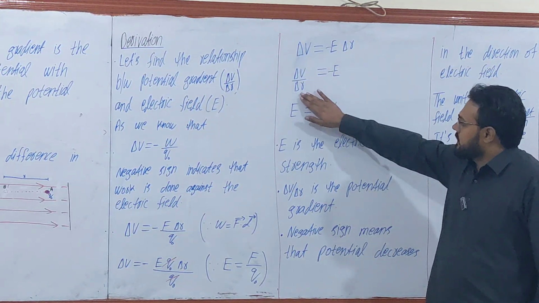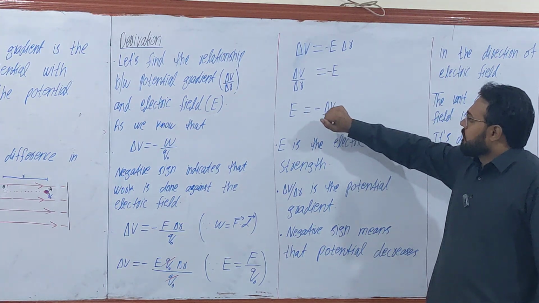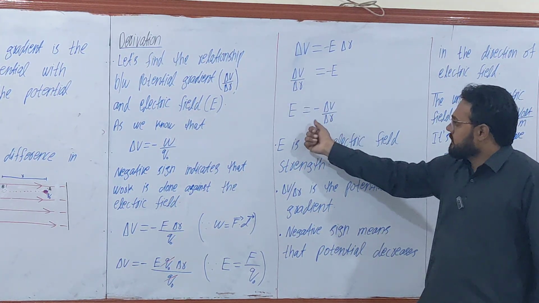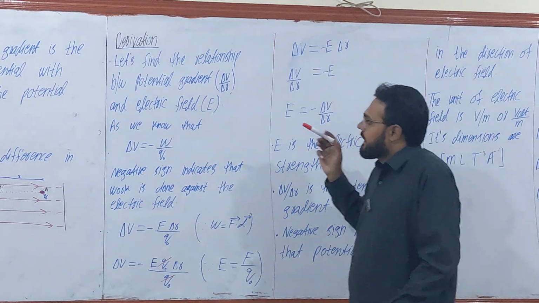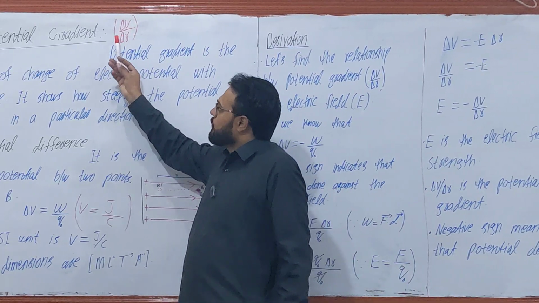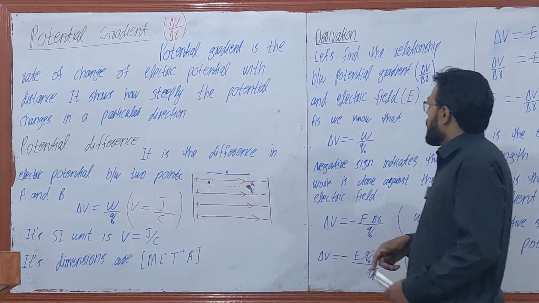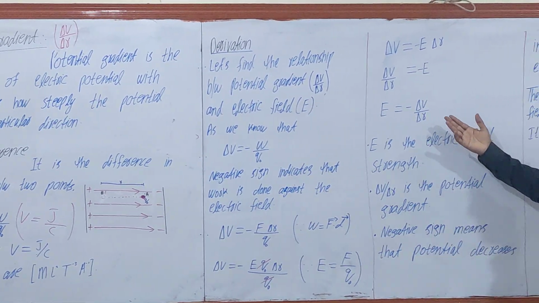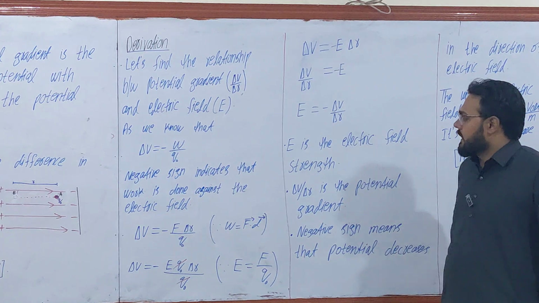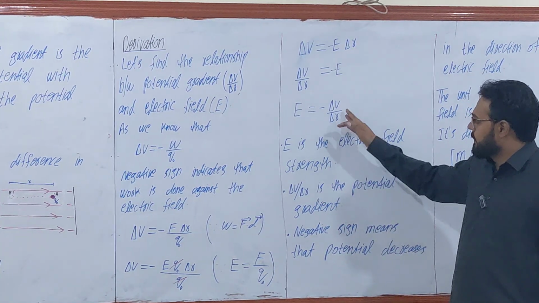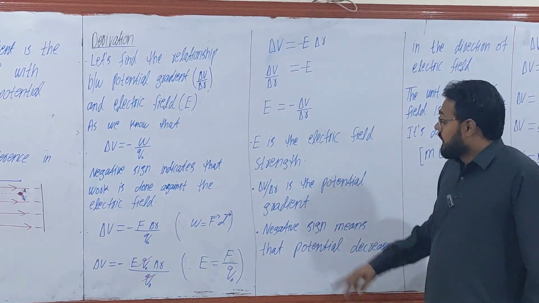Del R will be divided; multiply both sides by minus 1. E will be minus del V by del R. Del V by del R is the potential gradient. So we derive the relation mathematically: potential gradient is equal to electric field strength. E is the electric field strength, del V by del R is the potential gradient, with the negative sign.